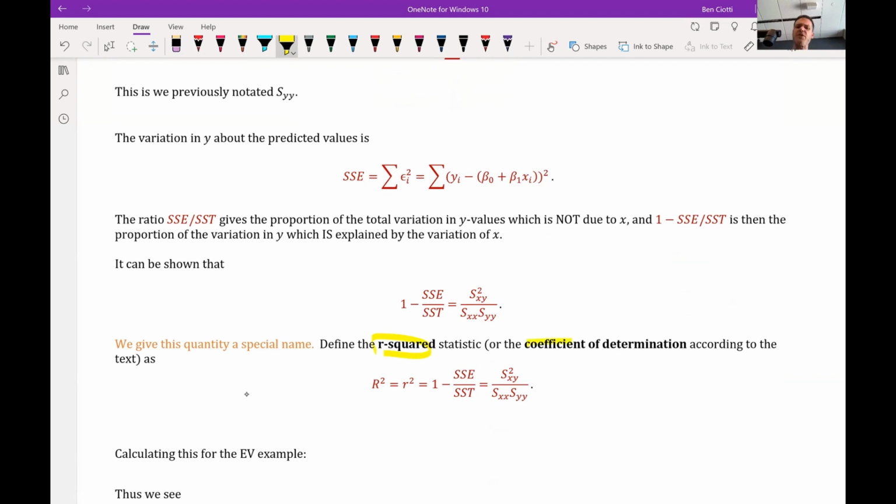The book calls it the coefficient of determination. I don't like that name, and I don't think it's very common. I think R-squared is the more common name. And it's possible to prove, by the way, that you can express it as S sub xy squared over S sub xx times S sub yy. You don't need to prove that or know the proof. You can just take my word for it.